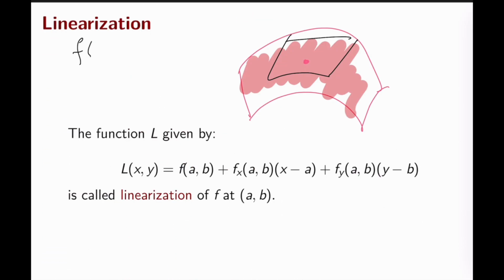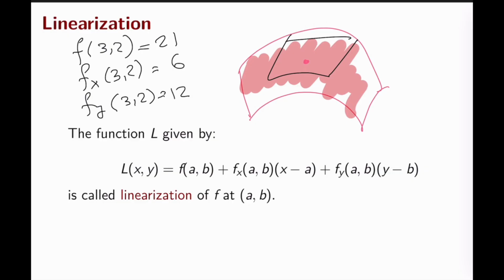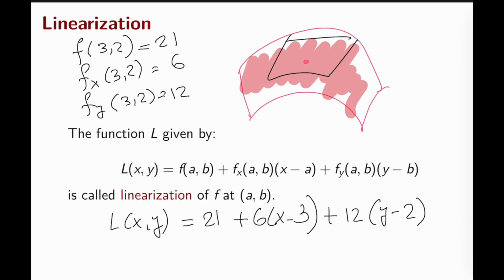We have already that f at (3, 2) is equal to 21, the first derivative at (3, 2) was equal to 6, and the second derivative at (3, 2) was equal to 12. We have calculated that before. So the linearization of this surface is going to be equal to the function evaluated at the point, which is just 21, plus the first derivative, which is 6, times (x minus 3), plus the second derivative, which is 12, times (y minus 2).